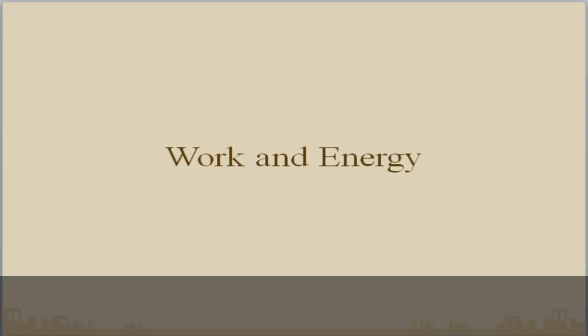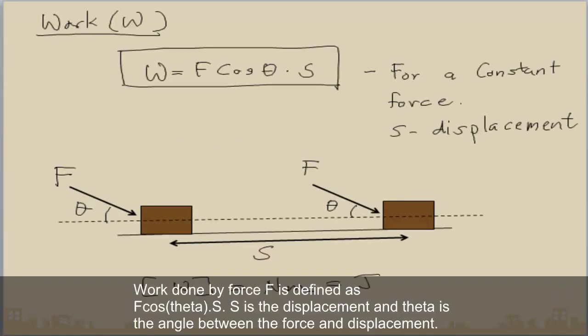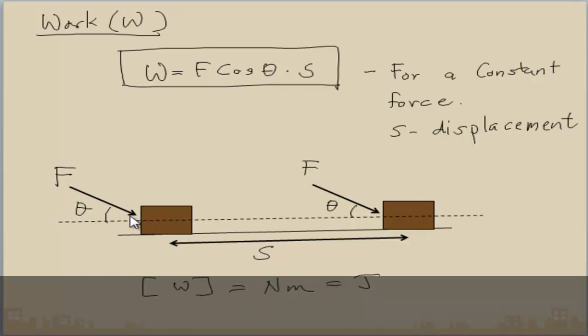Work and energy. Work is represented by W and is defined as F cosine theta times S. F is the force, S is the displacement, and theta is the angle between F and S. This equation is valid for a constant force only. In this diagram you can see the force F makes an angle theta with the direction of displacement S. So that's the theta in the formula. The units of work are newton meters or joules.